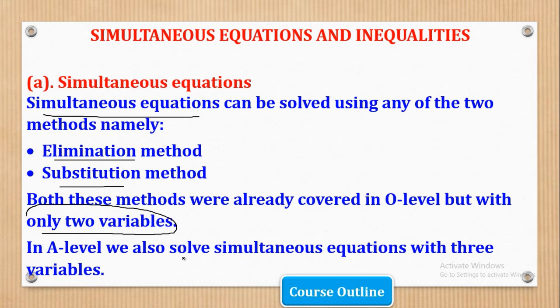So in A-level they can give you simultaneous equations having 3 variables like x, y, z, or a, b, c, or it can be having 2 variables like in O-level. That is the only difference, but the methods which were used are the very same methods. So there's nothing to write. Let's go straight to the worked examples.